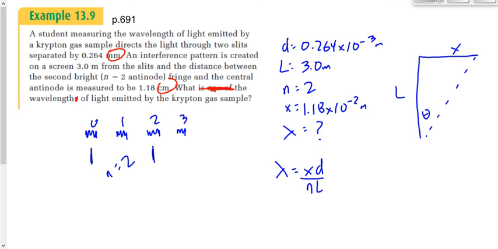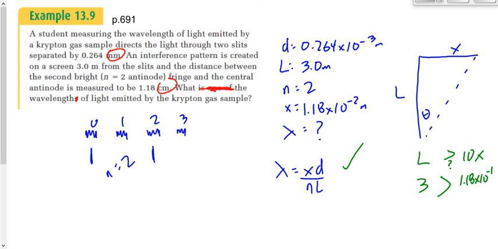If L is greater than 10 times X. What's the value of L here? 3. What's the value of 10X? 1.18 times 10 to the minus 2 times 10, 1.18 times 10 to the minus 1. Is 3 greater than 1.18 times 10 to the negative 1? Yeah, so we're allowed to use that equation, right? What would have happened if that rule of thumb hadn't worked?